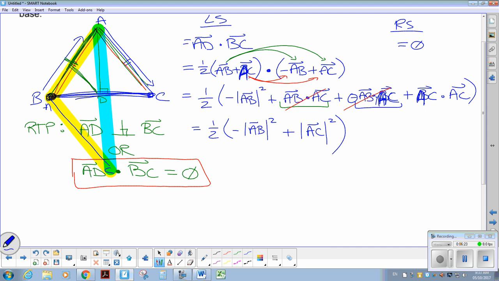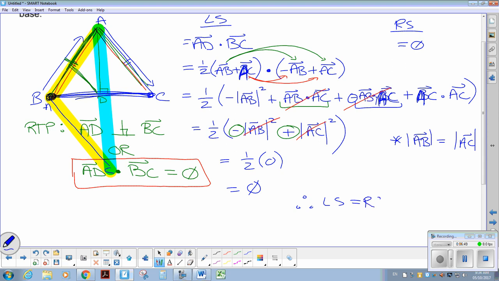Now, what do we know about the magnitude of AB and the magnitude of AC? Since it's an isosceles triangle, they are equal. We're only looking at magnitudes here, so we have a negative and a positive, so these terms will cancel each other out. So we have half of 0, which is 0. Therefore, left side equals right side. I apologize, I made that a little more confusing than it needed to be. That should have been AC throughout.